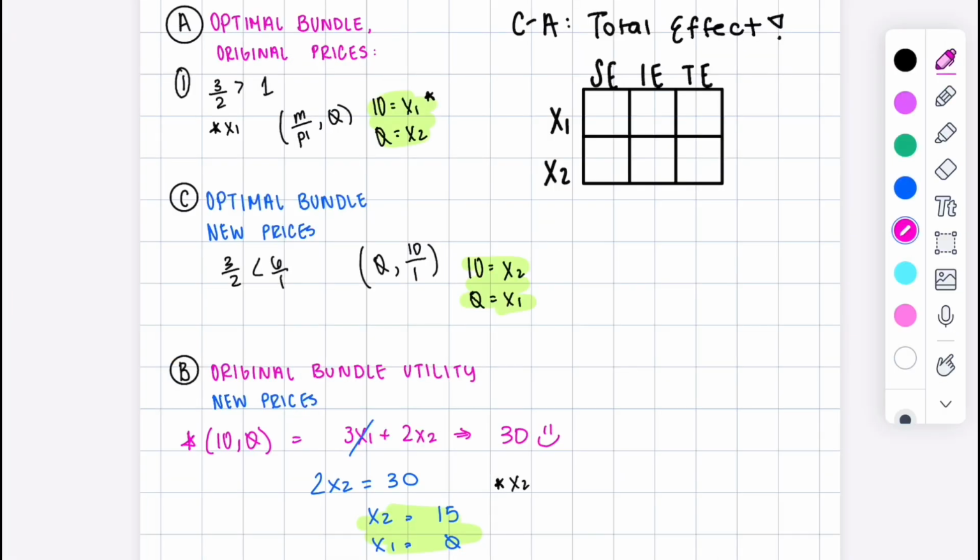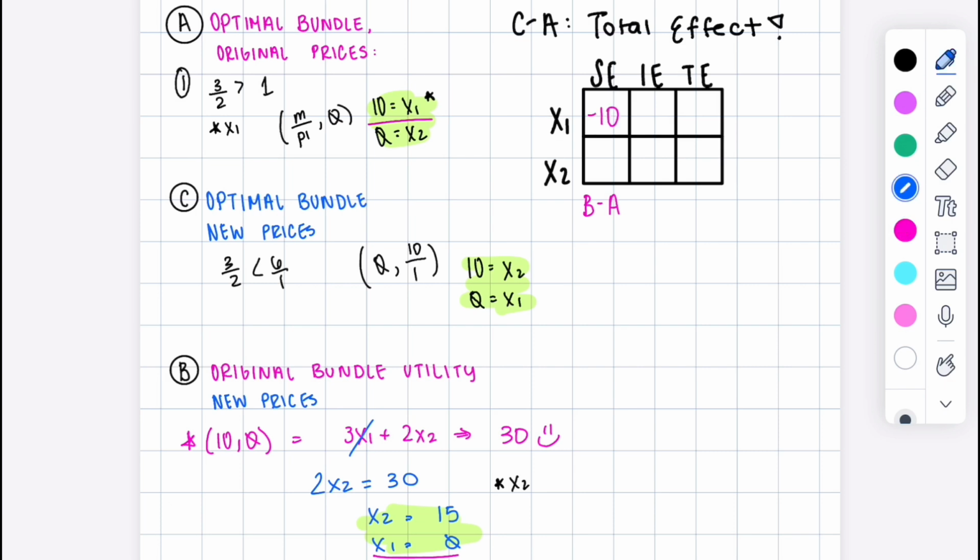Now that I have my 3 points, A, B, and C, I can go ahead and figure out substitution, income, and total effect. Substitution effect is going to be B minus A. I'm just going to solve for X1 here since that's the good that we're deriving the demand for. And so we're going to have B, which is 0, minus A, which has X1 at 10. So 0 minus 10 is -10.